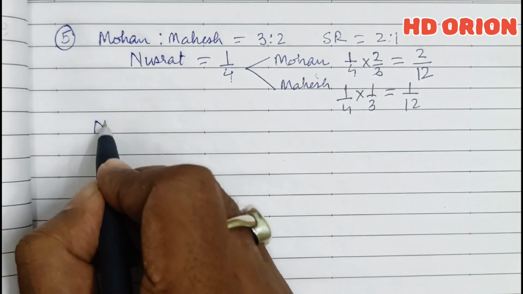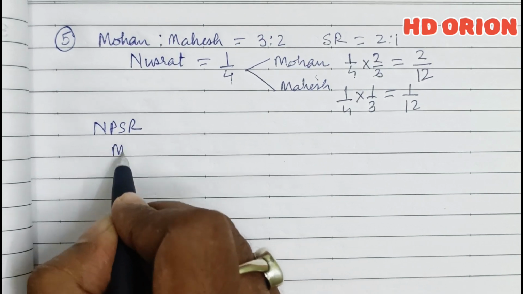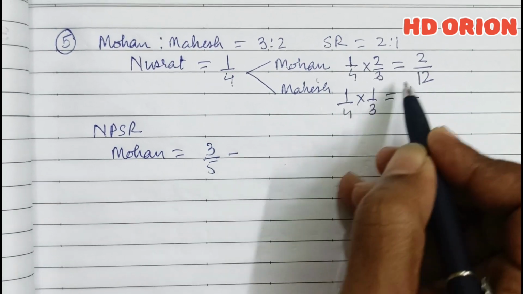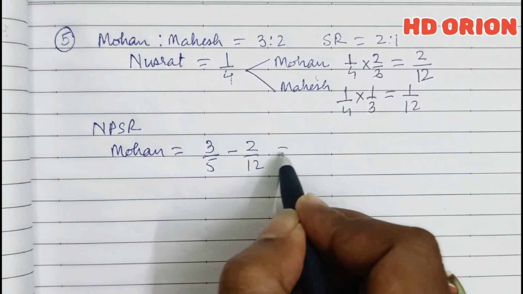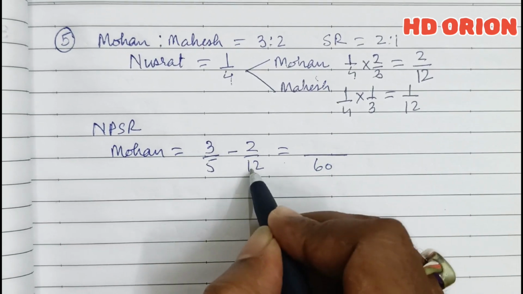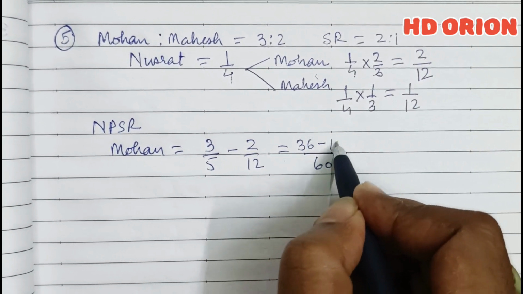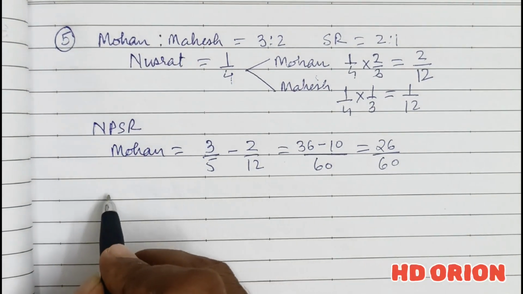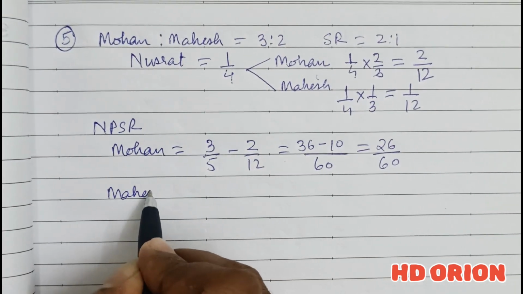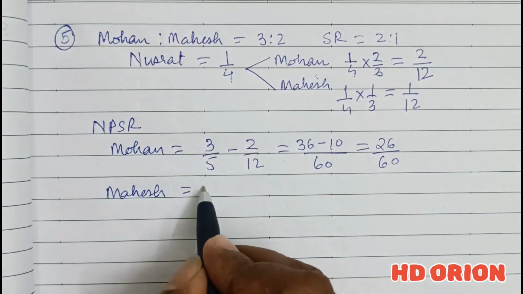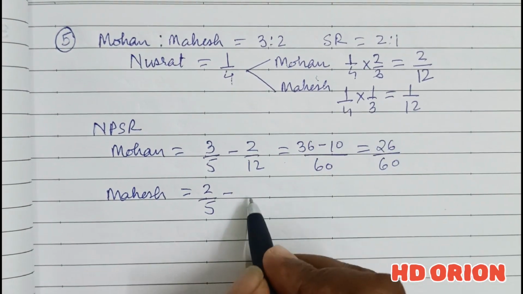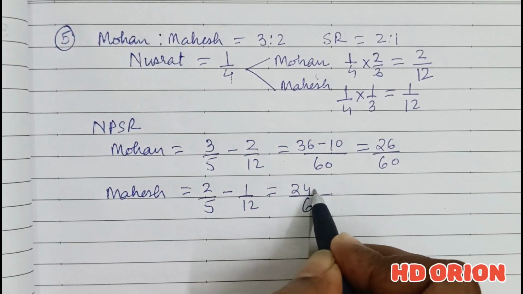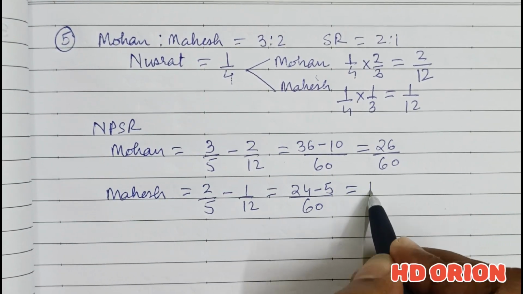So let us calculate new profit sharing ratio of Mohan. Mohan was already getting 3/5 minus 2/12. Here LCM will be 60. 12 3s are 36 minus 10, 26/60. For the partner Mahesh, portion is 2/5 minus 1/12. LCM is 60. 24 minus 5, that is equal to how much? 19/60.